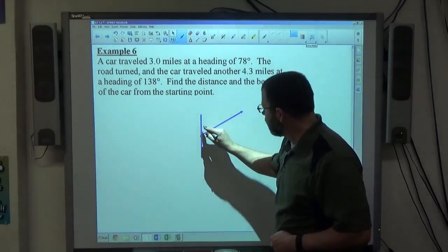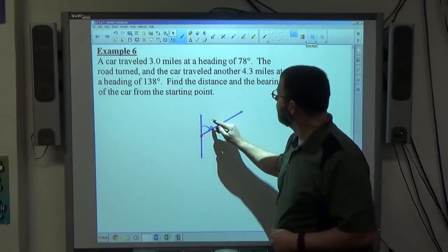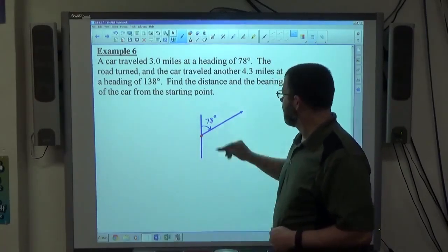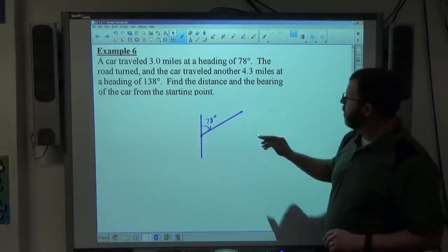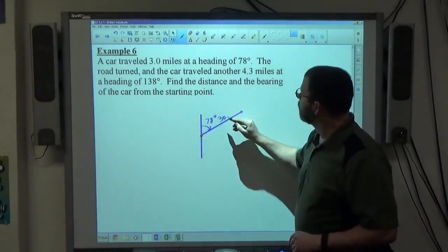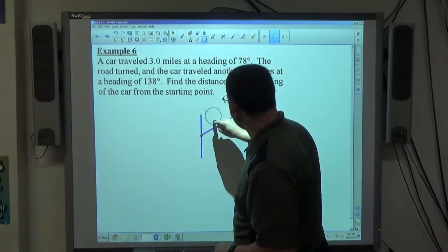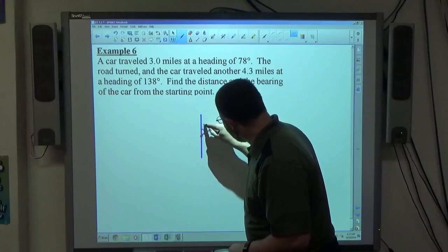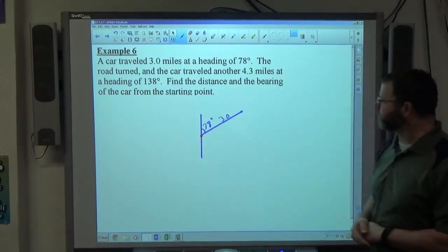And the 78 degree angle is measured from north to the vector of the car, like so. And he traveled 3.0 miles on that heading. It's 3.0. Dang it. 78 degrees. My eraser's too big. There, 3.0 miles. All right.